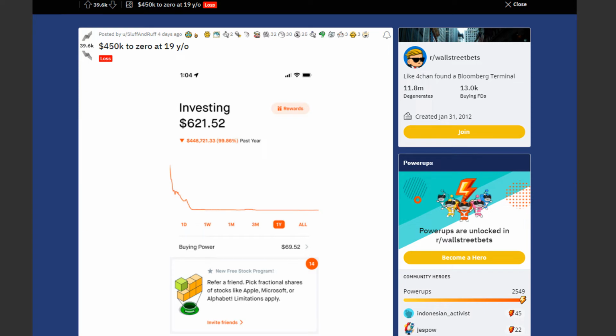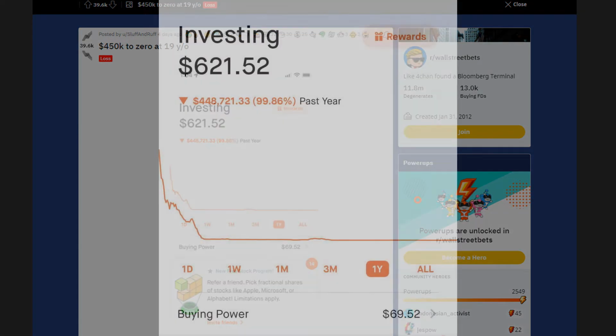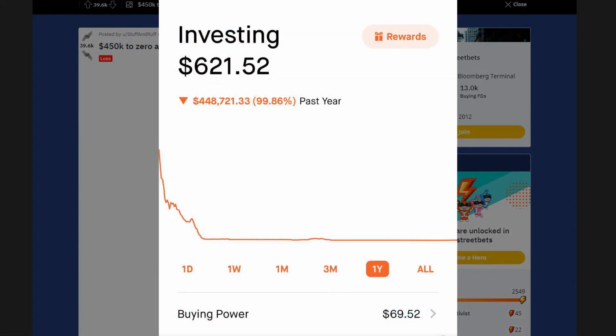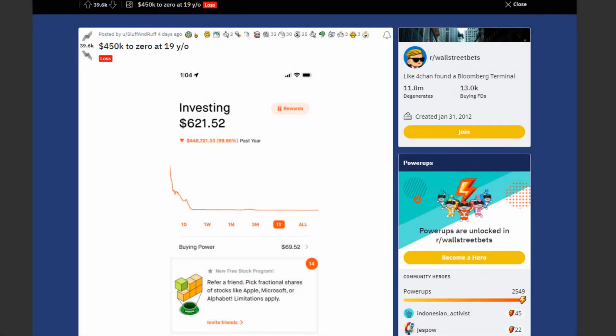Next up, we have a trader by the name of Sloth and Roth. He's just 19 and lost 450k. He's down by 99%, or $448,729.33. He lost all this money in the past year, and realistically speaking, he must have made this 450k on GameStop 1 year ago, and then lost it all. Sadly enough, he lost it all in a short period of time.